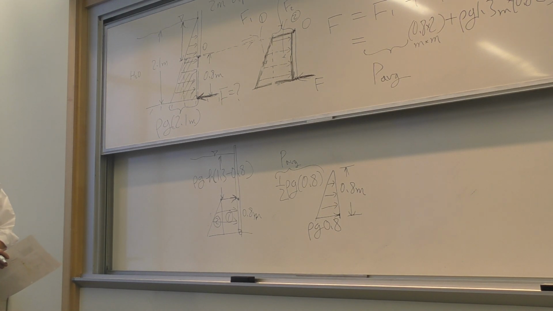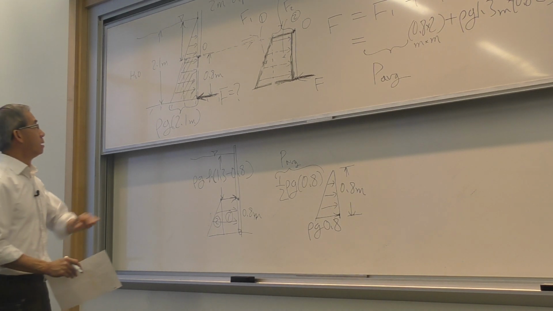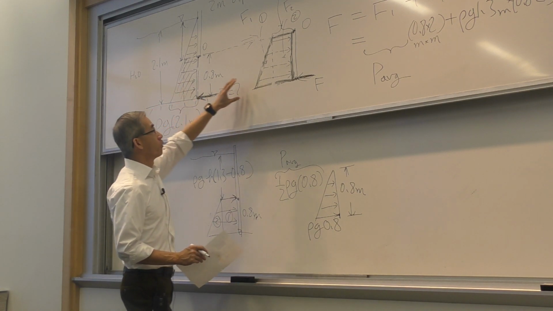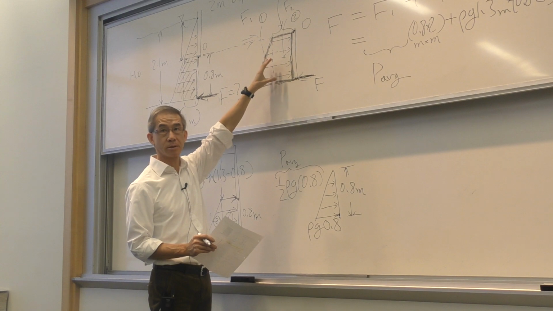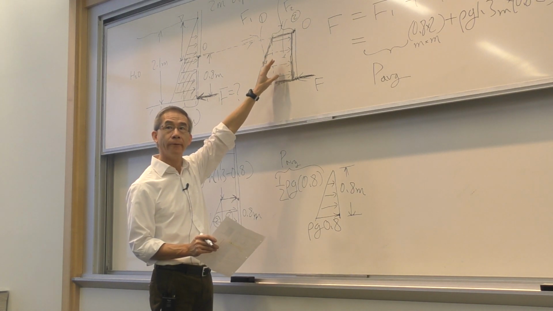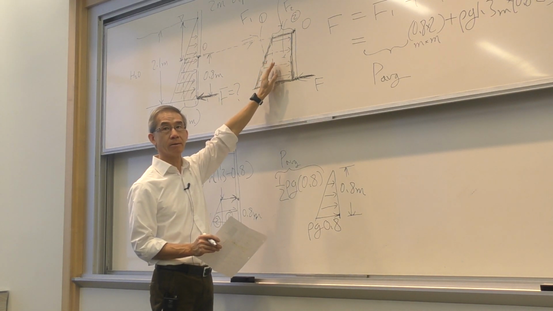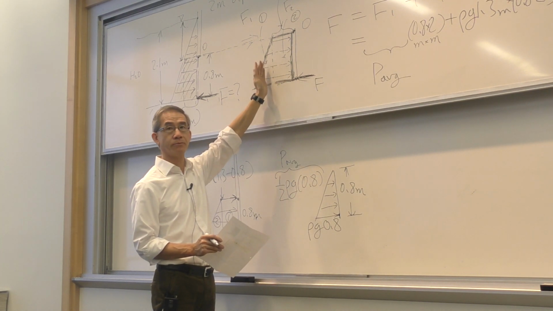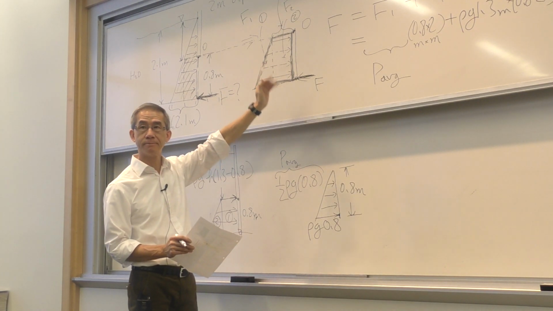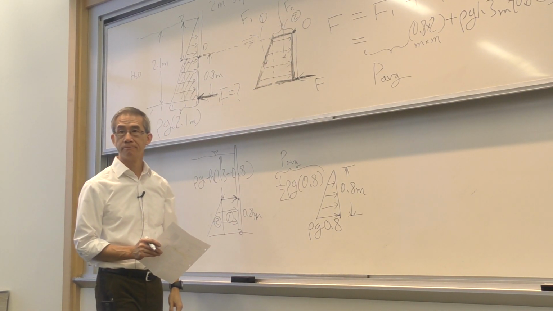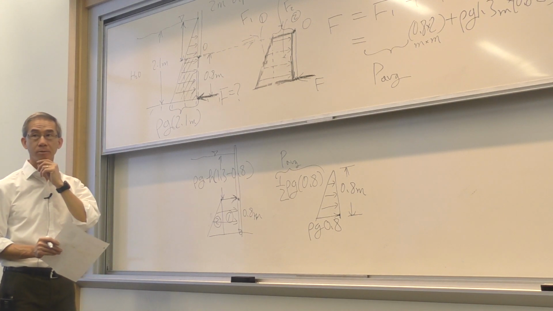Yeah. The big roadmap is, we have now a rather awkward looking pressure distribution. It's not a triangle and it's not uniform, it's a trapezoid. And to deal with that, the easy way to approach the problem is to break it up into two pieces. Okay? Can I go on?